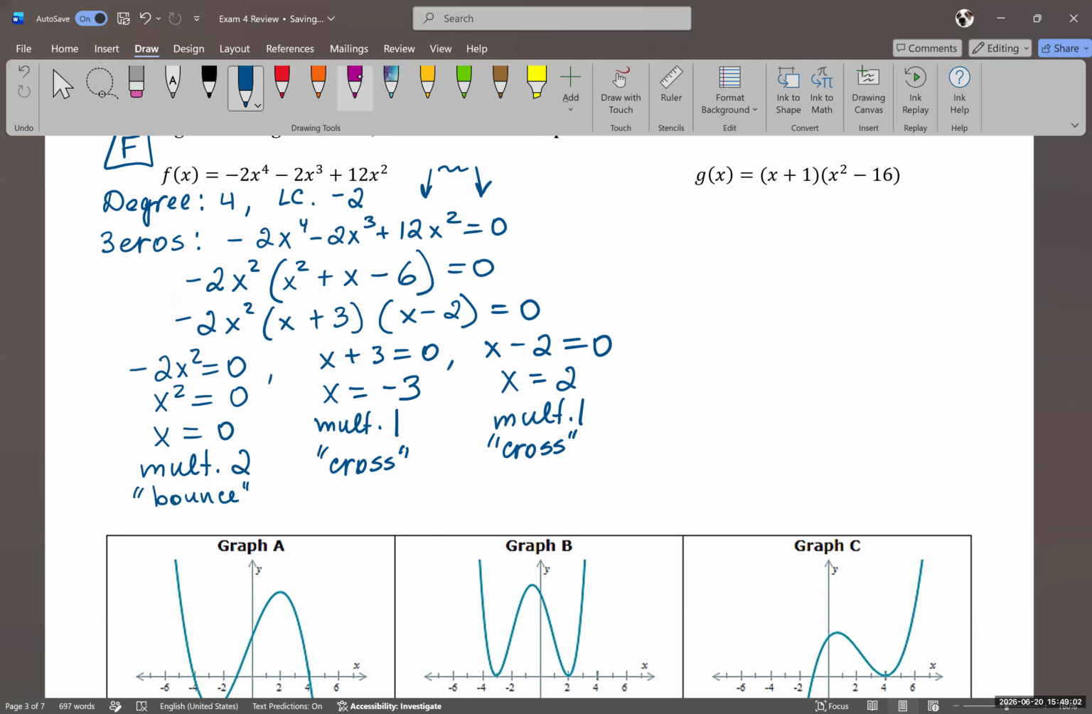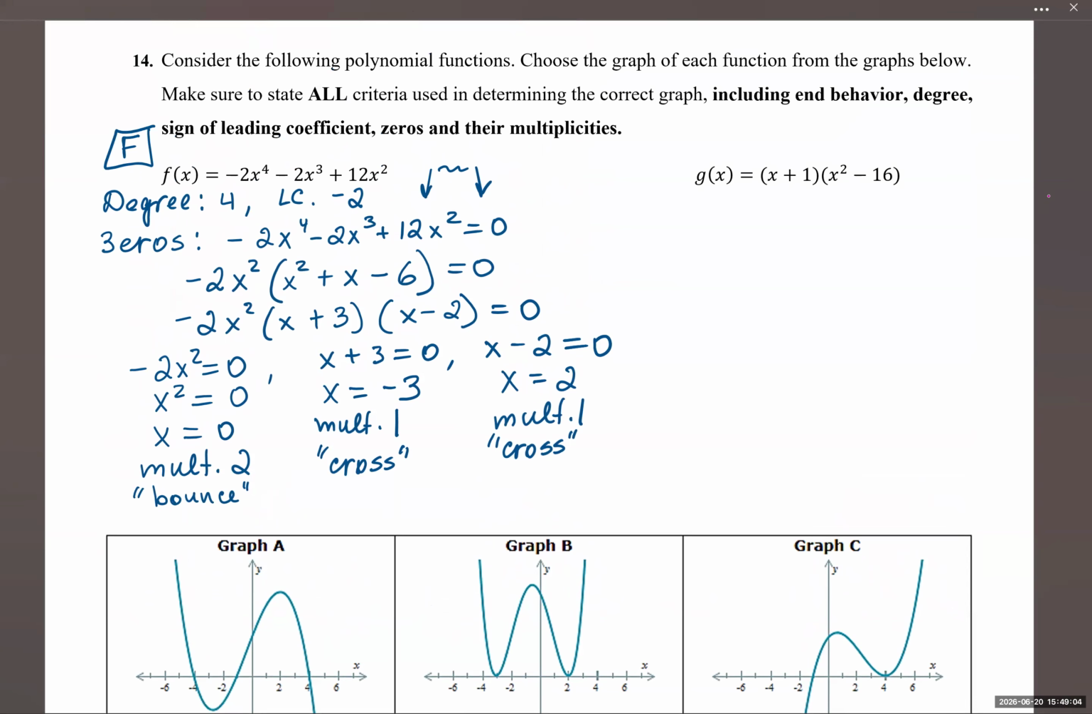Now the second function is already factored, which makes it a little bit easier to solve for zeros, but we'll start with the degree and the leading coefficient. Count all the x's. There's 1 here. And since this x is squared, there's 2 here, so degree is 3. And the leading coefficient is 1. There's no numbers in front of the parenthesis or in front of any of the x's. So we have odd degree and positive leading coefficient. The ends should look like this.